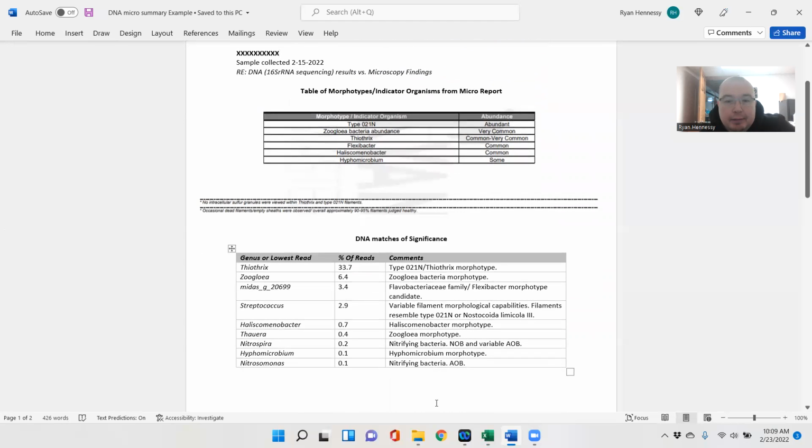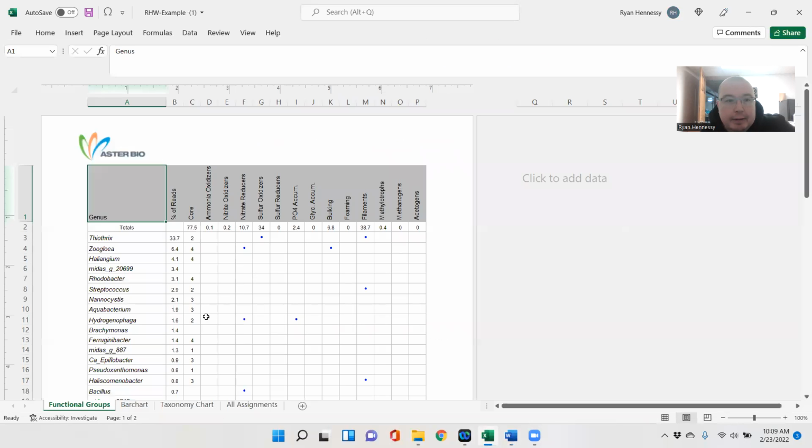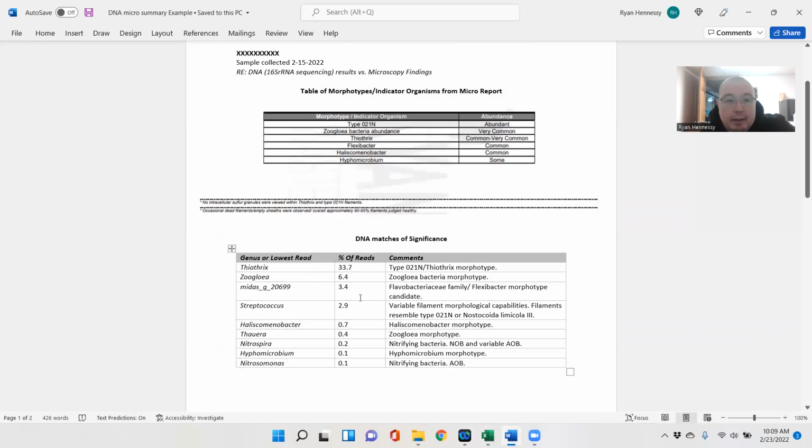So I cross-reference looking at the DNA report, and the Thiothrix genus was 33.7% of reads. The 021N filament was there and it was abundant, so obviously very high. That matches very well, and Thiothrix can be either of those morphotypes. Same with Zoogloea. We had a fairly high rate of Zoogloea bacteria, Zoogloea morphotypes, which can also be Thauera here, which is another genus that we saw of note on the DNA test.